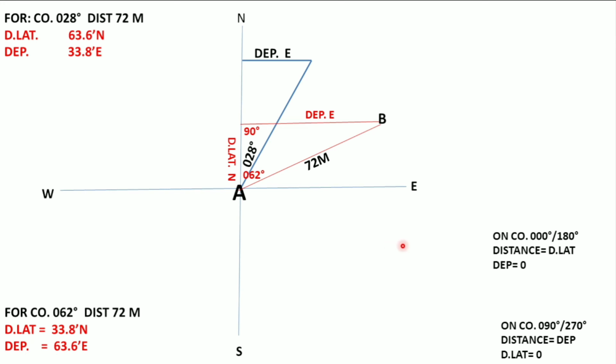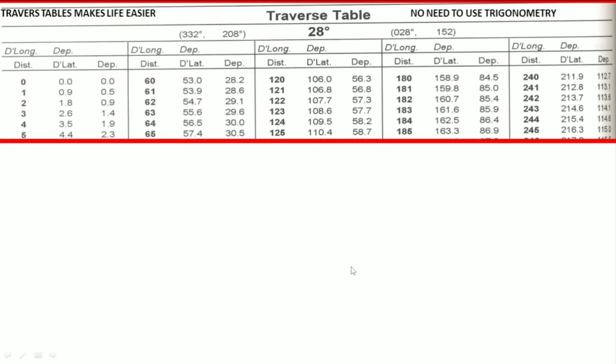So on the course of 0 degrees, your distance is your D.LAT and there will be no departure. On the course of 090, there will be only departure, no D.LAT. Traverse tables, they make our life easy because we don't have to use our trigonometrical functions. Of course, nowadays people are more comfortable using calculators. But these are easier for us to be able to convert our knowing the course and distance. We can always find out a D.LAT and departure by just looking at the tables here.